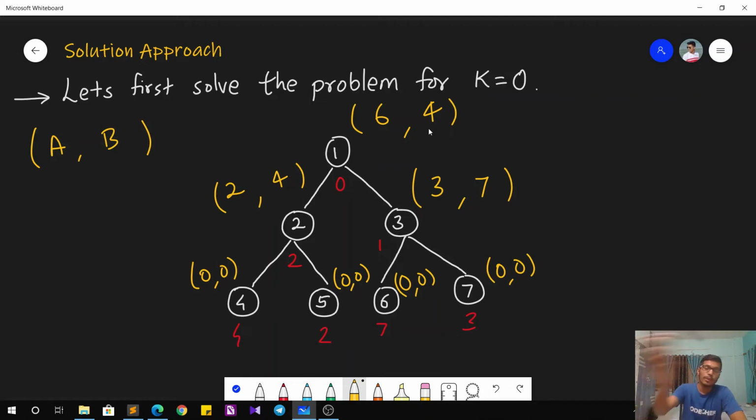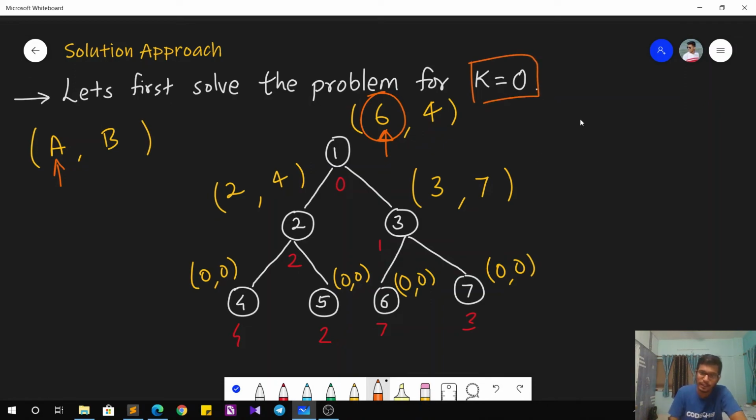Now, once you have pre-computed everything, we have the answer right in front of us. That is, the answer is definitely 6. Why 6? Because we already know that the game begins with the root node and Alice is supposed to start the game. So we just take the value of Alice from the root node, that is the first value, that is 6, and we have got our answer. But this was the case where k was equal to 0, right?